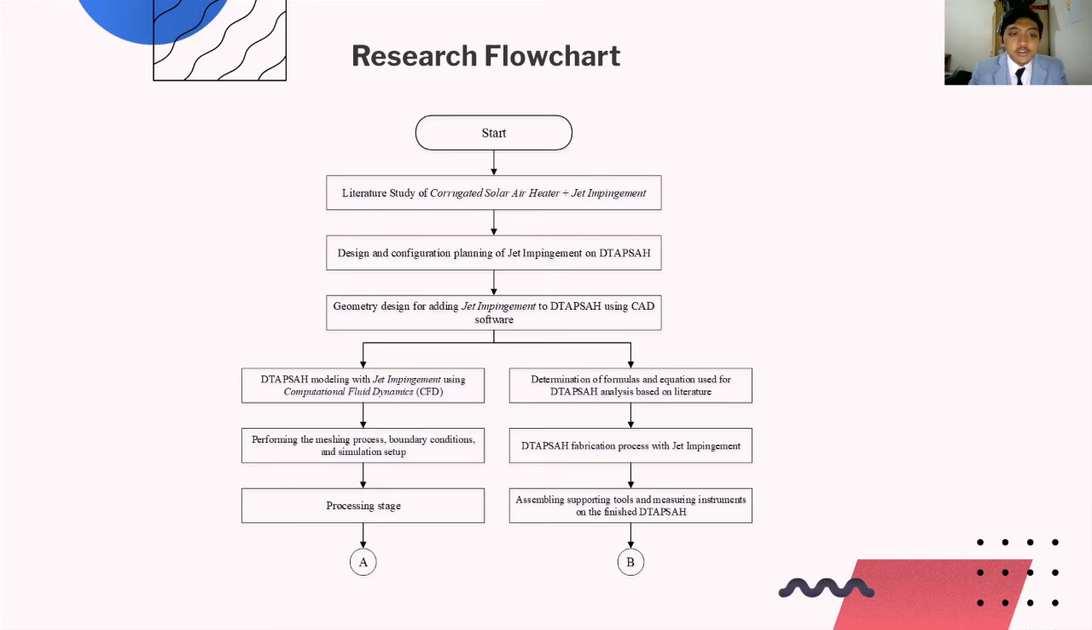The first is the numerical studies flowchart. The first step is DTAP-SAH modeling with jet impingement using CFD, and then performing the meshing process, boundary conditions, and simulation setup, and then the processing stage. For the experimental flowchart, the first step is determination of formulas and equations used for DTAP-SAH analysis based on literature, and then the DTAP-SAH fabrication process with jet impingement, and then assembling supporting tools and measuring instruments on the finished DTAP-SAH.